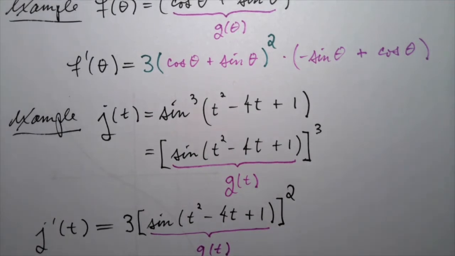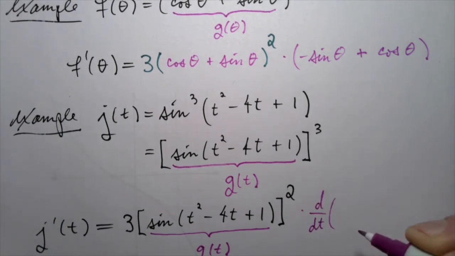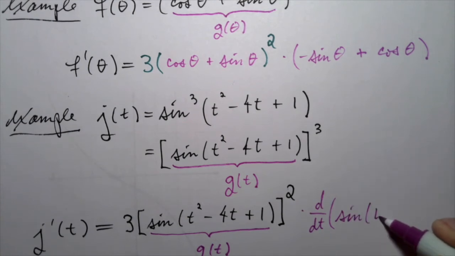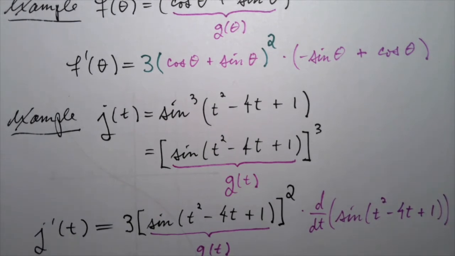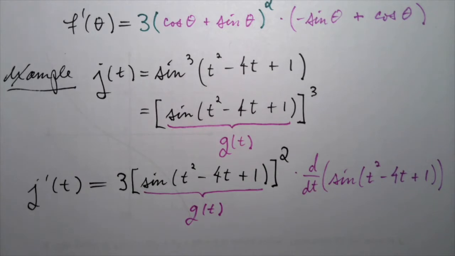Now we need to multiply by the derivative of g of t. Multiplying by the derivative of the inside, that's the chain rule. And now that is going to be itself another application of the chain rule. Holy moly, what's going on? This is a complicated function. It's actually a 3-step process. What do I mean?